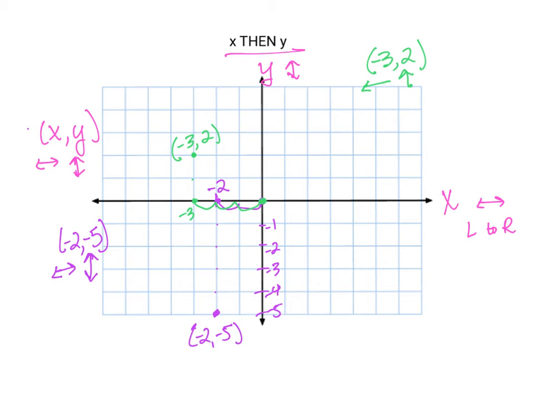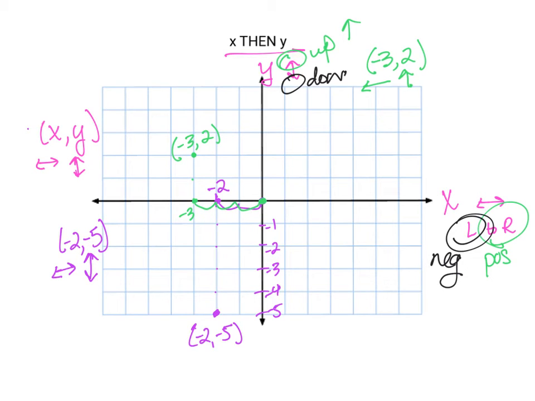So something to note here is that going to the right means going positive. Going up also is positive. Going to the left means going negative, and going down is negative. So it's important to note that moving this way is positive and moving up is positive. Moving to the left is negative, that's a negative sign, and moving down is negative.